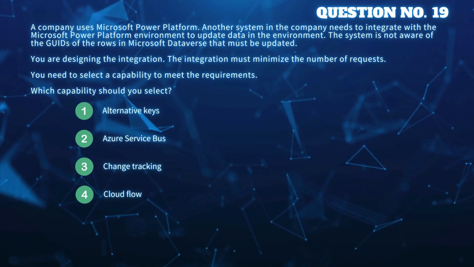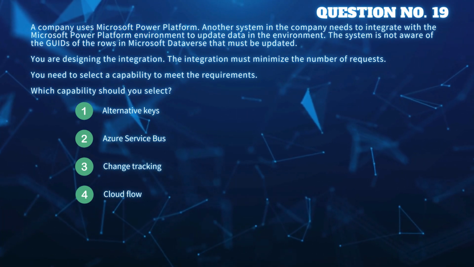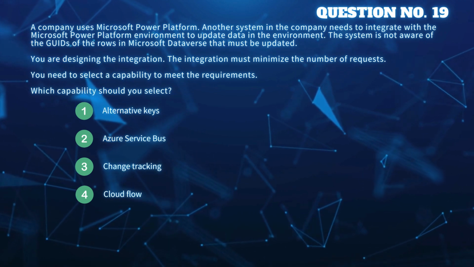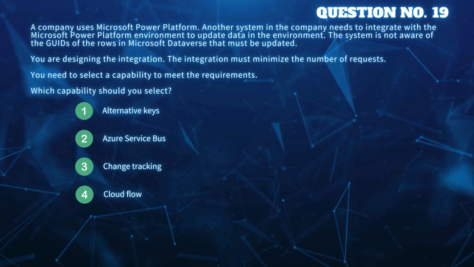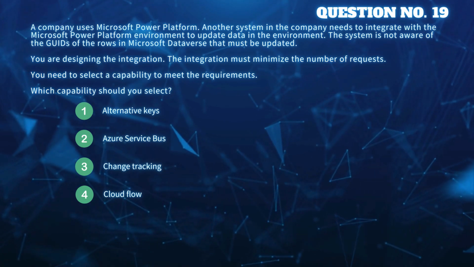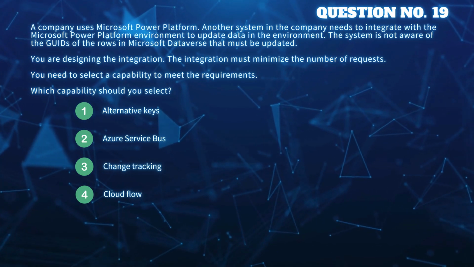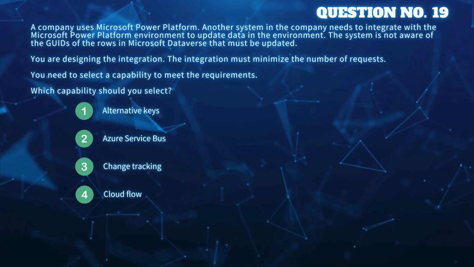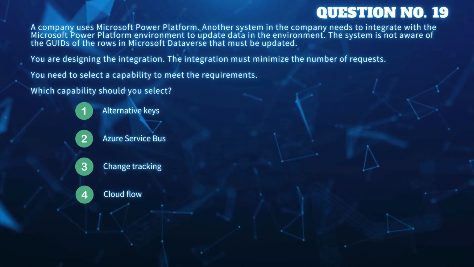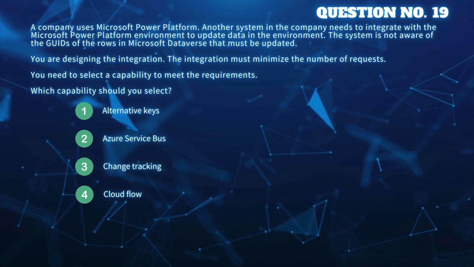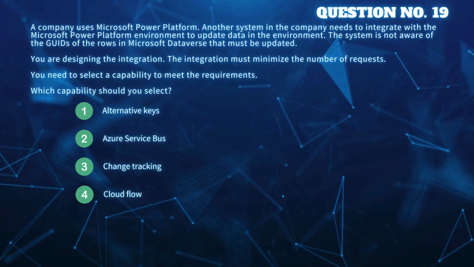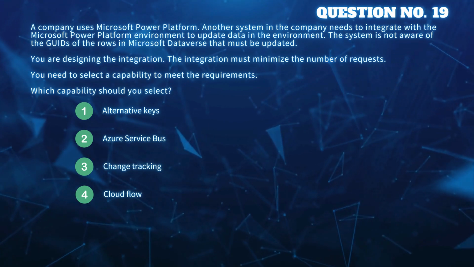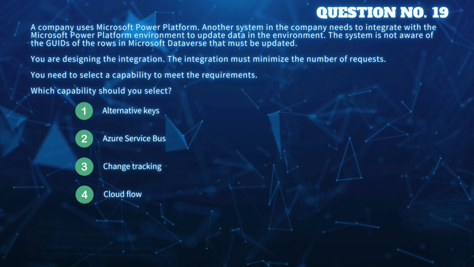A company uses Microsoft Power Platform. Another system in the company needs to integrate with the Microsoft Power Platform environment to update data in the environment. The system is not aware of the GUIDs of the rows in Microsoft Dataverse that must be updated. You are designing the integration. The integration must minimize the number of requests. You need to select a capability to meet the requirements. Which capability should you select?